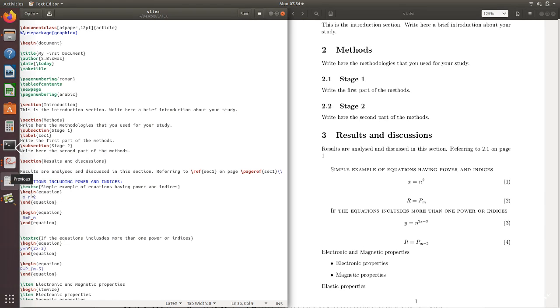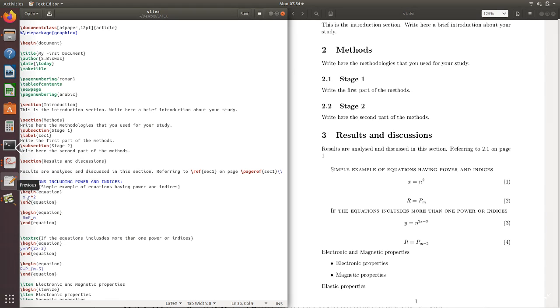So right here is begin equation, and that means the star sign is absent here. That means this equation will have an equation number, and this is the end equation. So x is equal to n hat 2. When writing the power of a character or a number, you have to use the hat sign. So this will give you x is equal to n square. So to write a power you have to use the hat sign. This will give you n hat 2, that means n square.